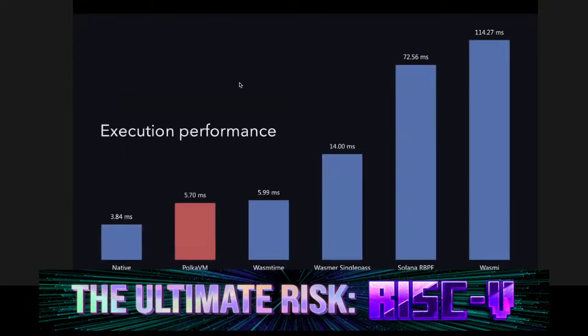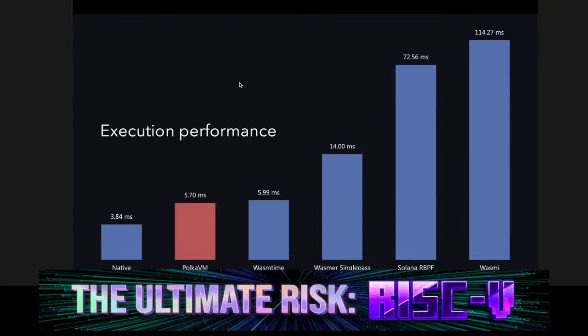So execution performance, this is how fast one of our benchmarks runs. And on the very left, we have native. Also, keep in mind, this is a logarithmic scale to make the graph readable. This is not linear. So on the very left, we have native. This is essentially the benchmark executed natively just on bare metal on the CPU, right? And we have 3.8 milliseconds, quite fast.